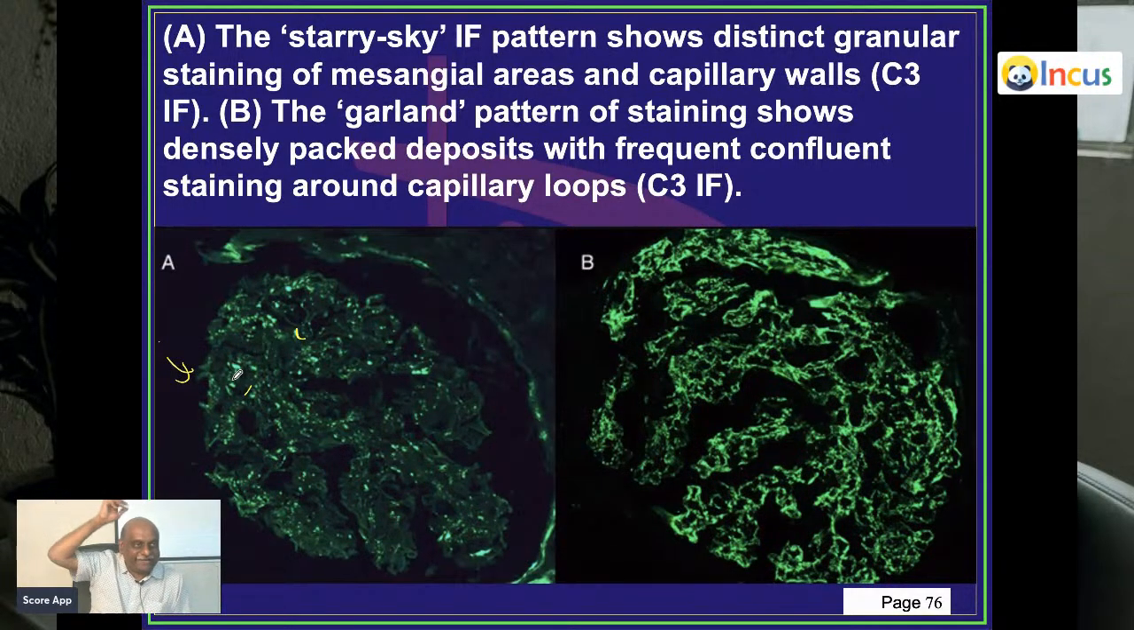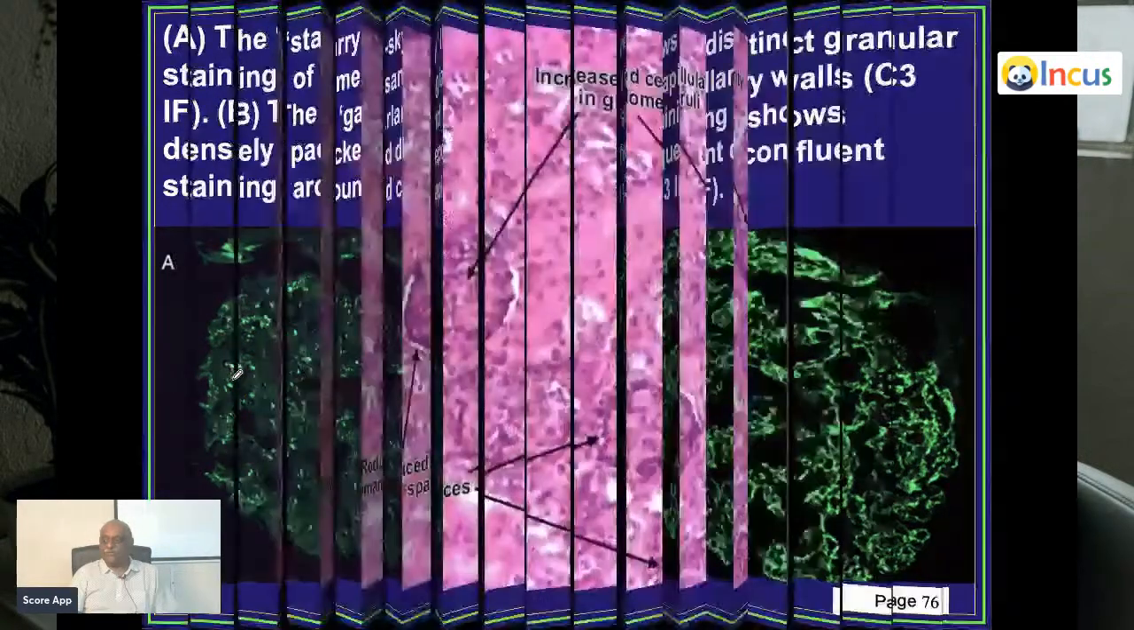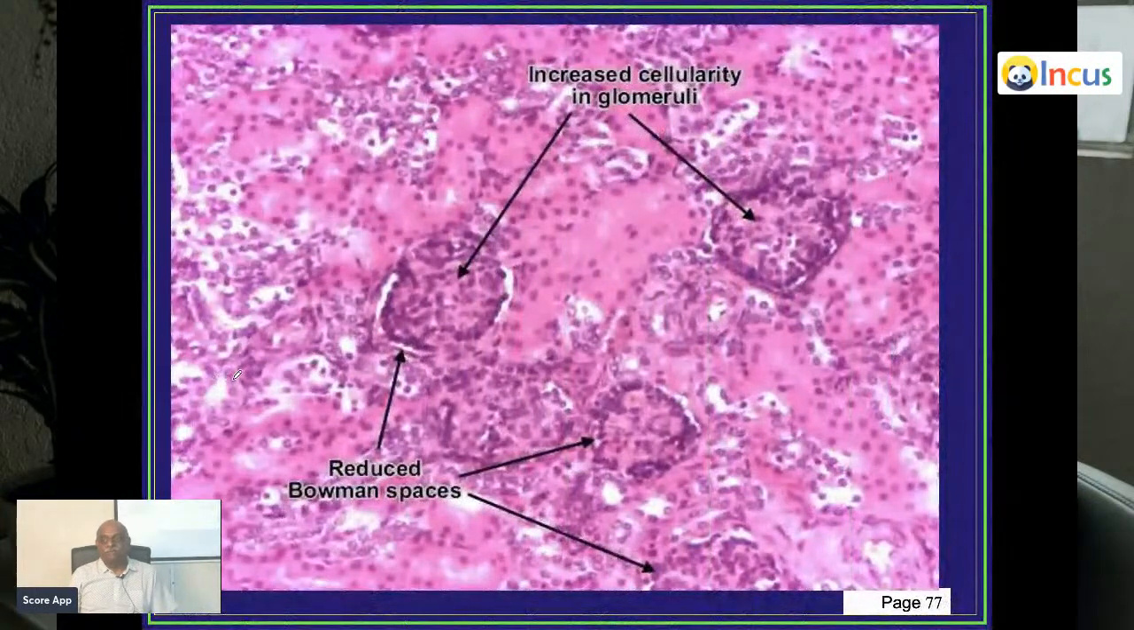Probably a romantic pathologist from Egypt or Rajasthan, Bikaner, might be lying down in a desert sand and watching that starry sky appearance is what you need to remember. One more example of increased cellularity in the glomeruli is what you are able to see.